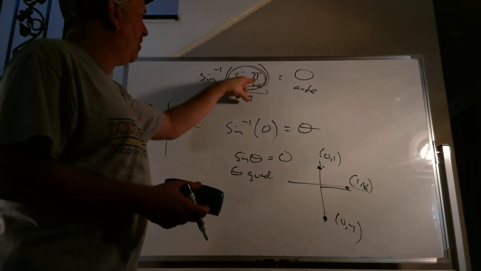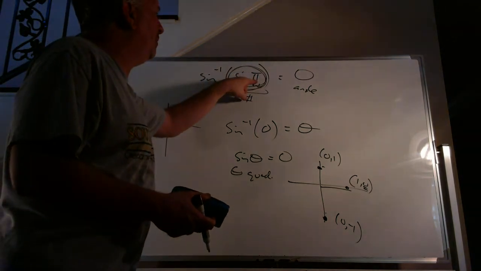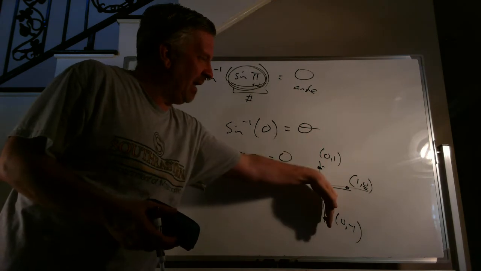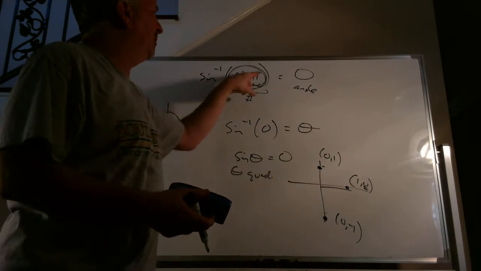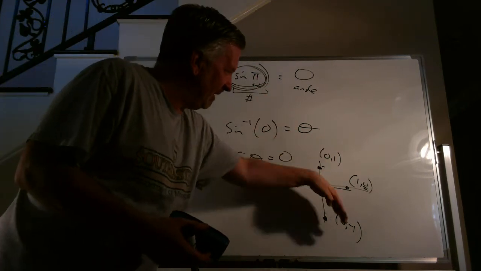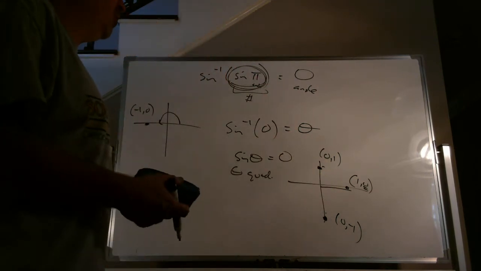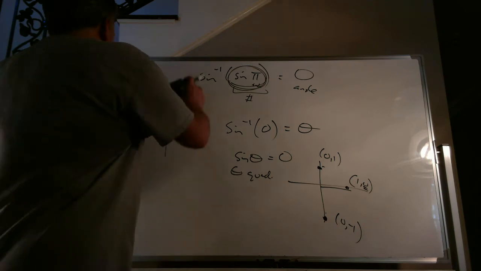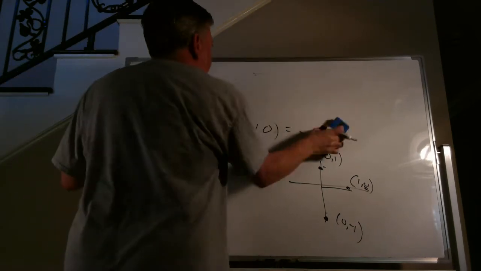If this angle here were from minus pi over 2 to pi over 2, you could just drop those because you're going to get the same angle that's there. Pi is outside of that range for the inverse sine function, so you know that can't be the answer. Okay, let's do one more of this type.